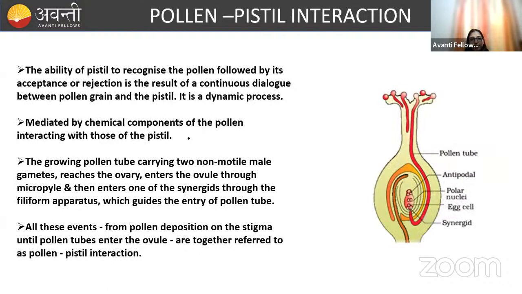Moving next is the pollen-pistil interaction. Pollen-pistil interaction is the interaction between the pollen grains and the pistil, where the pistil will either reject or accept the pollen grains. It depends upon the compatibility of the pollen grain. If the pollen grain is compatible, it will germinate and produce the pollen tube, and this pollen tube will enter through the micropyle and into one of the synergids of the embryo sac. The synergids contain the filiform apparatus, which guides the entry of the pollen tube. And this pollen tube contains the two male gametes.